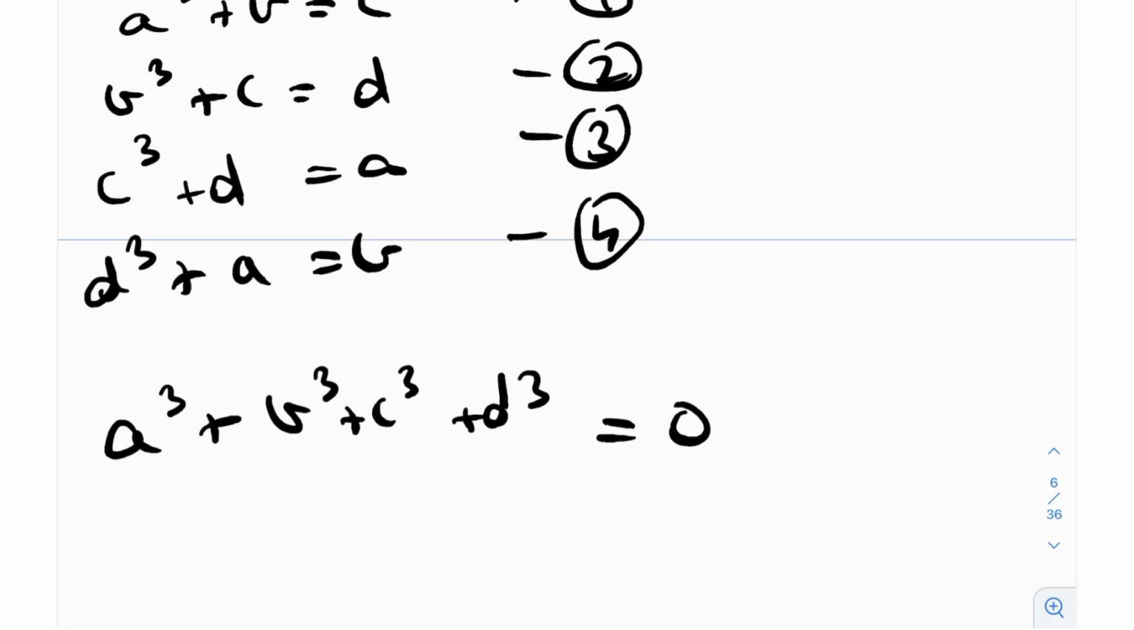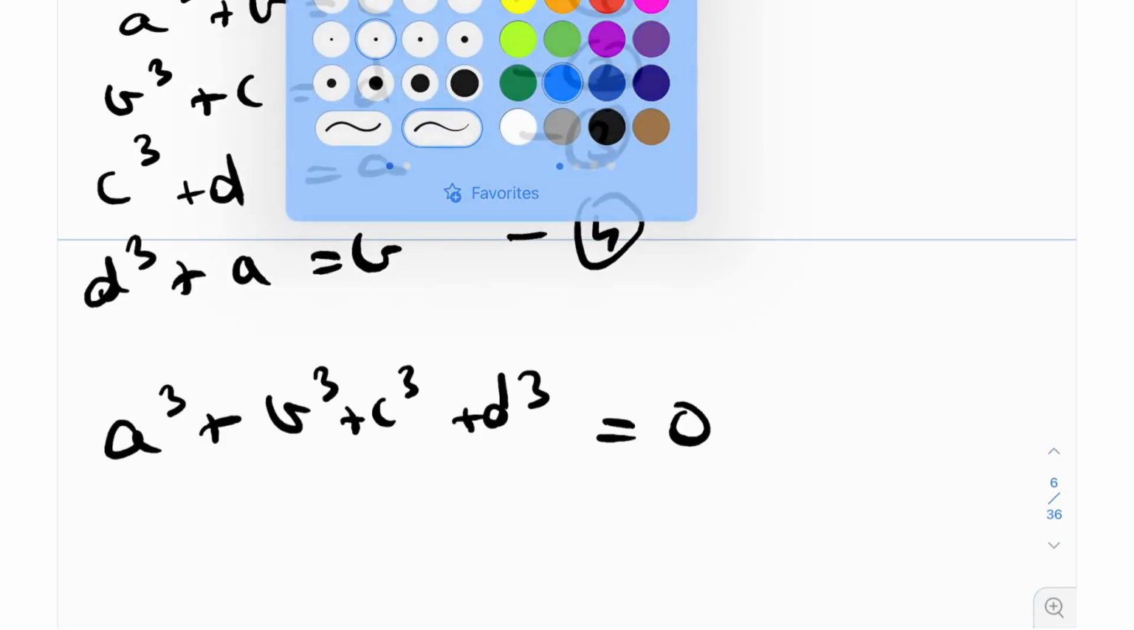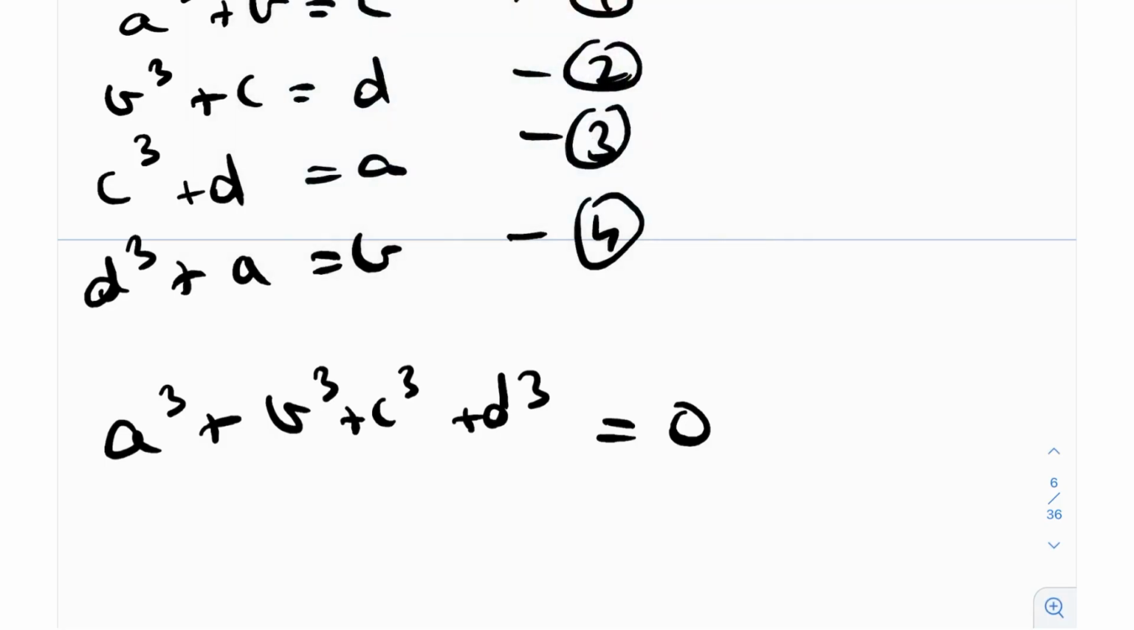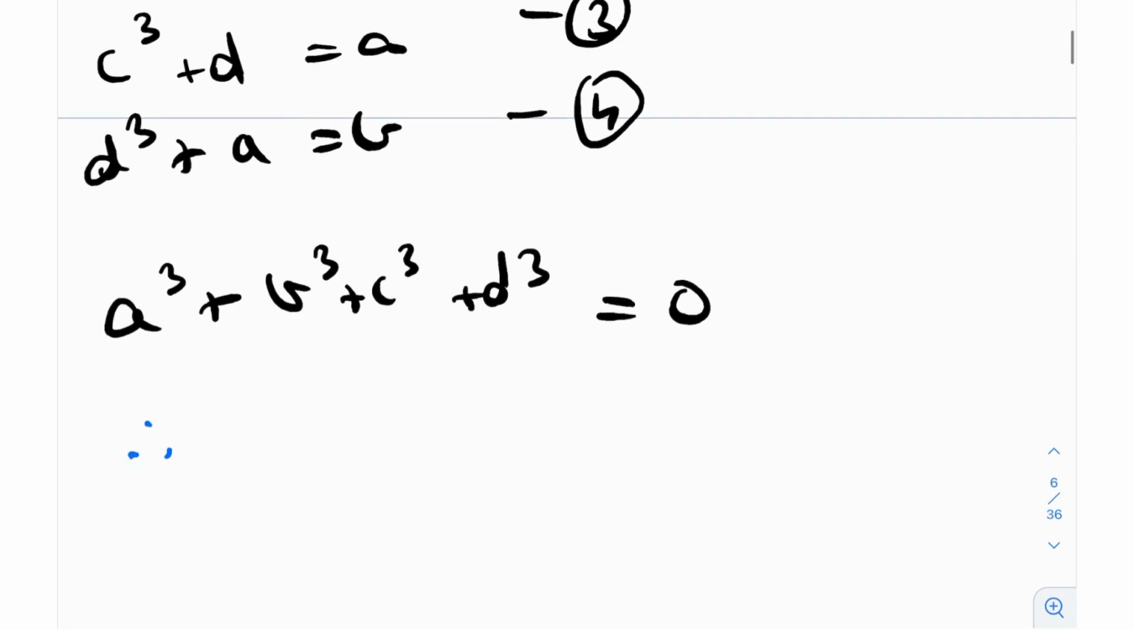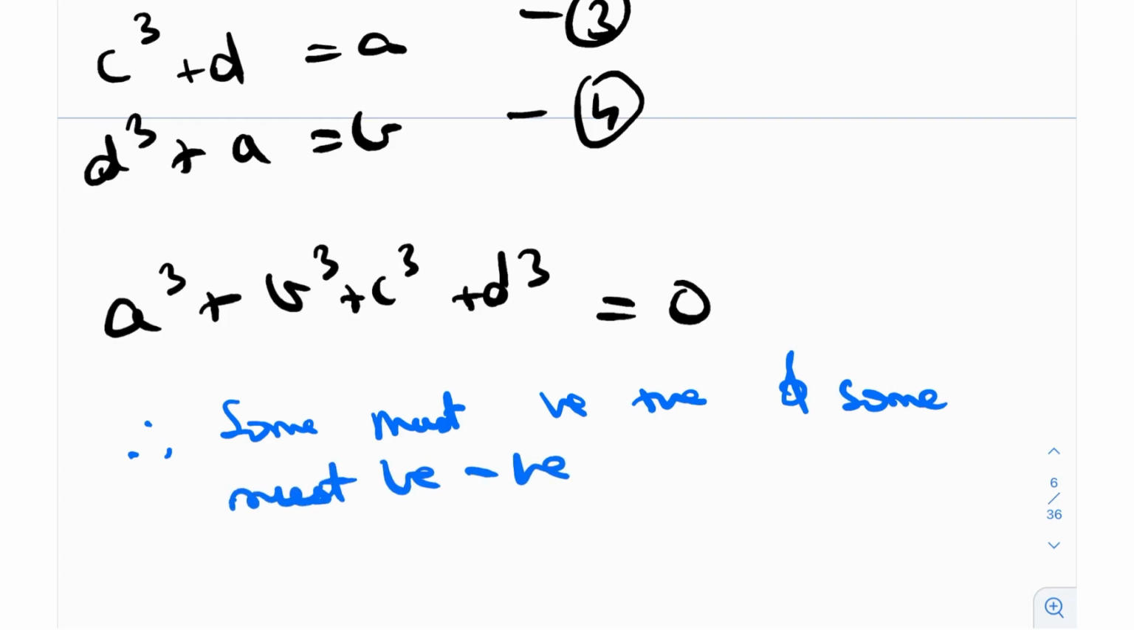So now what does this tell us? This tells us that not all 4 of them can be positive, or all 4 of them can be negative. Because if all 4 of them are positive, then the left hand side will be greater than 0. Similarly, if all 4 are negative, the left hand side will be less than 0. It cannot be 0. So therefore, among a, b, c, d, some must be positive and some must be negative. We don't know which are positive, which are negative.